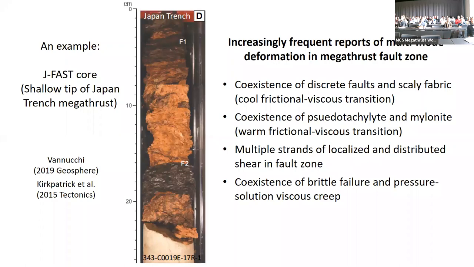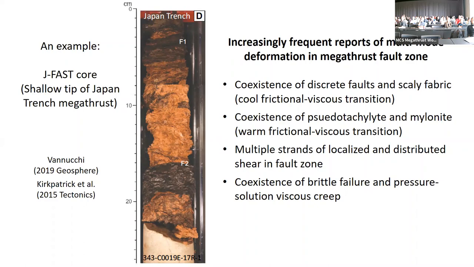And from the geological literature, there are increasingly frequent reports of multimode deformation in the megathrust fault zone. So from this example, we see the coexistence of discrete faults and scaly fabric. And some people would say that's the cool frictional viscous transition, cool meaning temperature here.